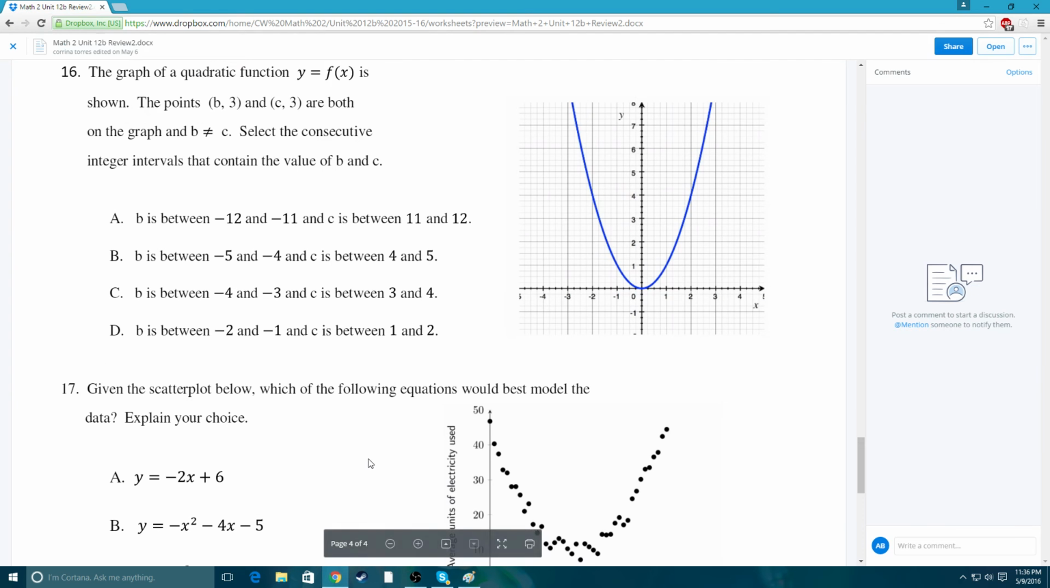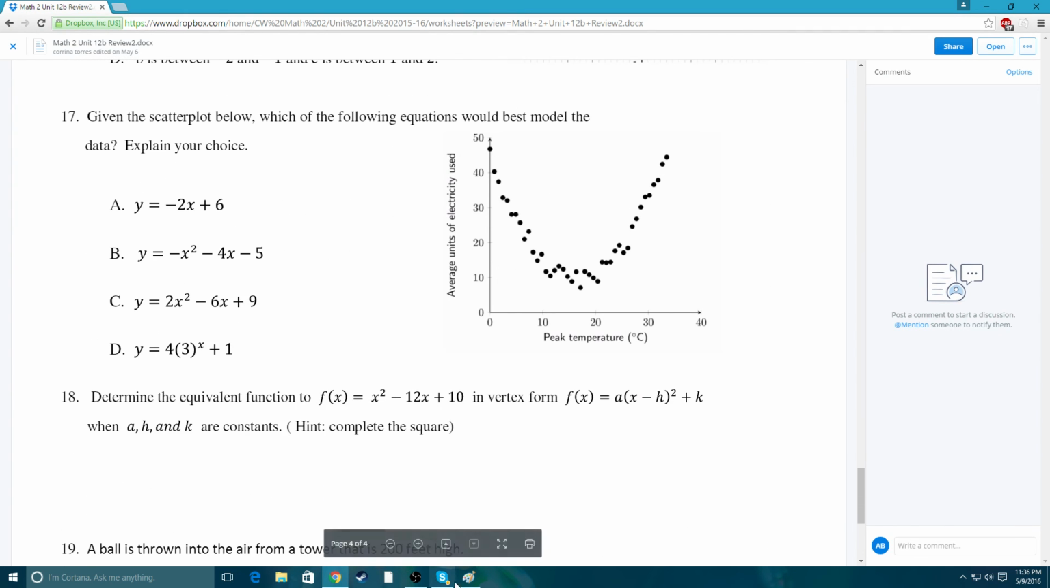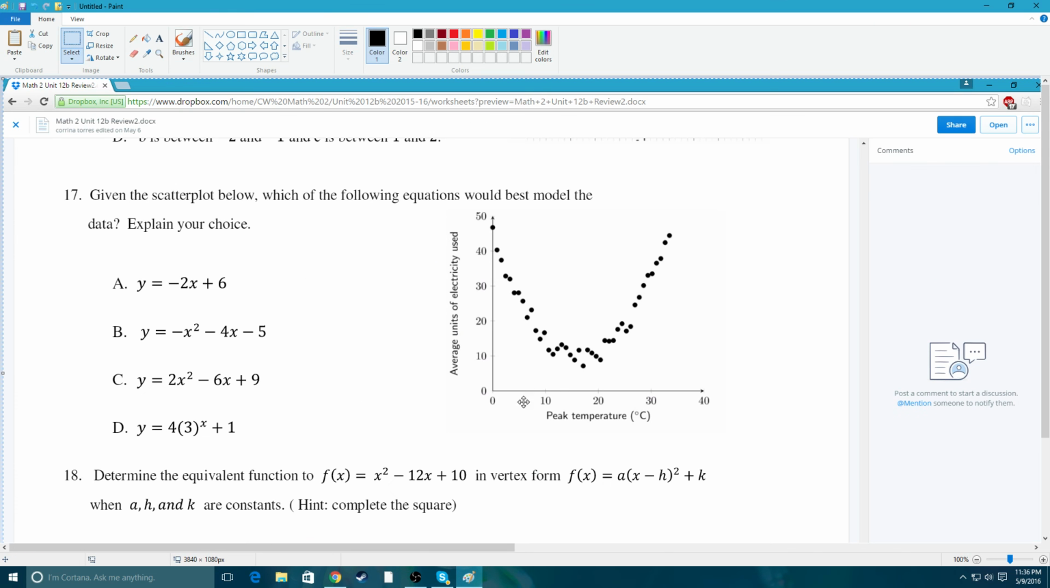Okay. 17. It is a scatter plot. It is a quadratic function, and it's a happy quadratic function. It's going like this. So that means it's not A because A is linear. That's a line. It's not this because it has a negative in front. That would be a sad function. So that graph would look like this. It's not this function because that's an exponential that just goes straight up. So your answer is C because it's a happy, positive quadratic function.